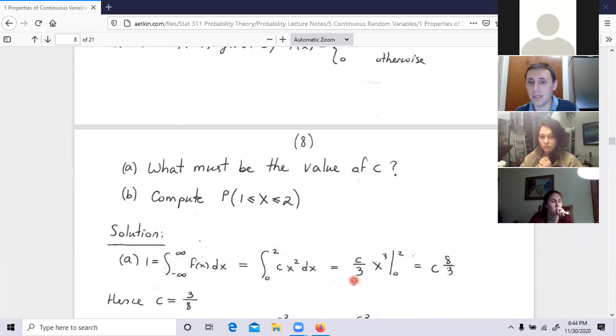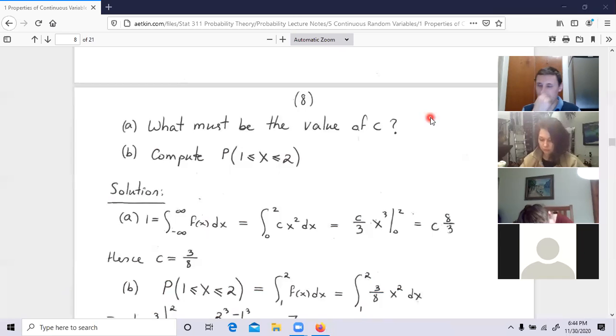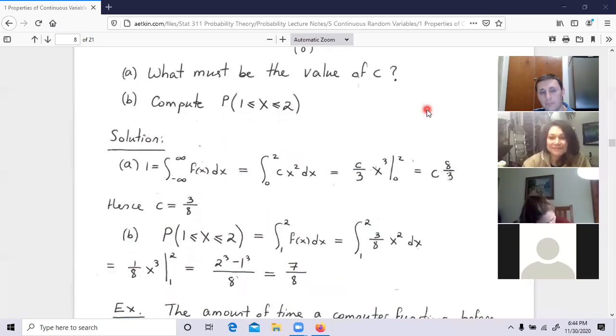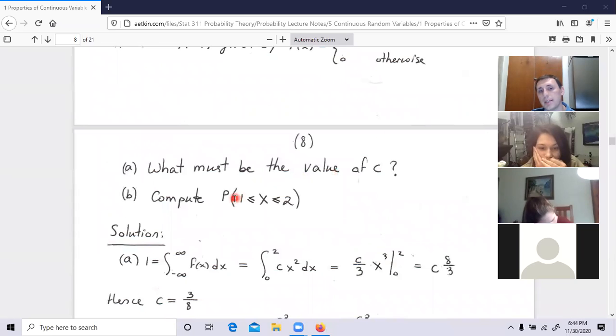So that integral becomes x cubed divided by 3 multiplied by c. So c has to be, we solve this equation, 1 equal to c times 8 over 3. And so c equals 3 over 8. Are you with me? c equals 3 over 8. Good? So now the next question is to calculate the probability that x is between 1 and 2.